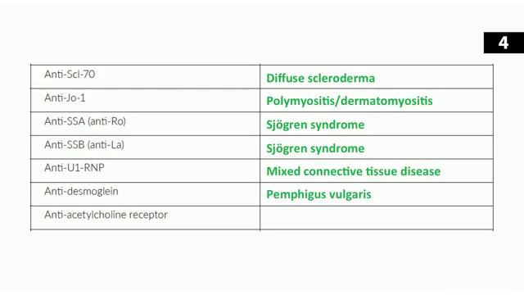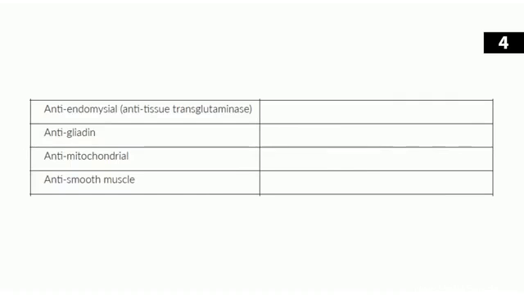Now, if you have anti-acetylcholine receptor antibodies, what disease is that? That's myasthenia gravis. Next, we have a couple of GI diseases. So the anti-endomysial or anti-tissue transglutaminase antibodies and also the anti-gliadin antibodies are both seen with celiac disease, where you have a gluten intolerance. And that leads to blunting of the microvilli on your enterocytes, and it leads to malabsorption.